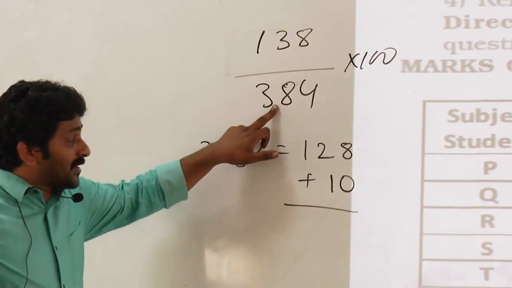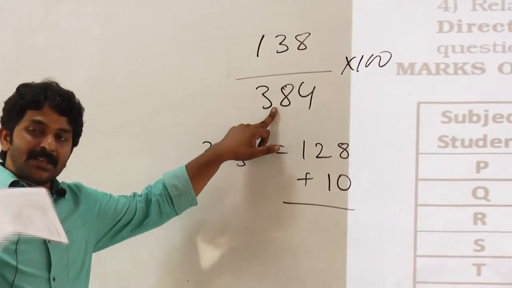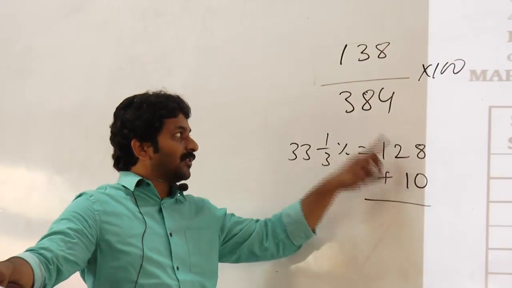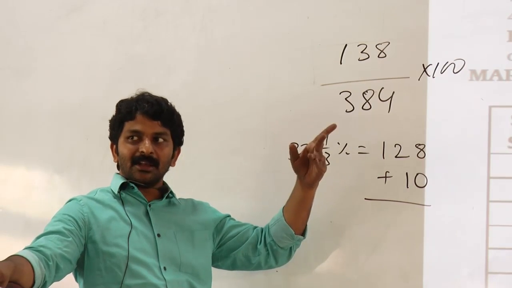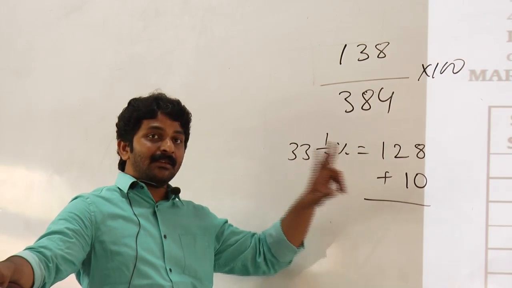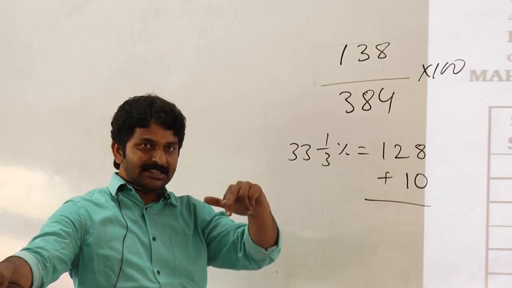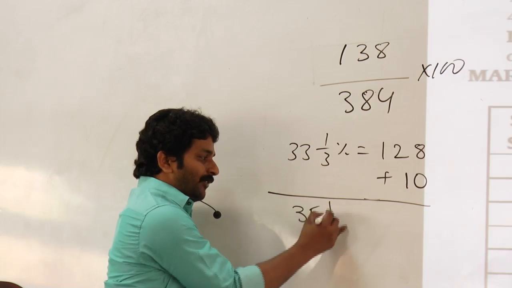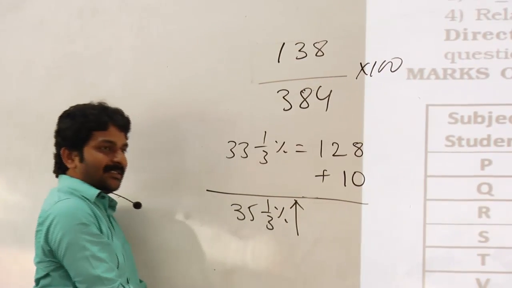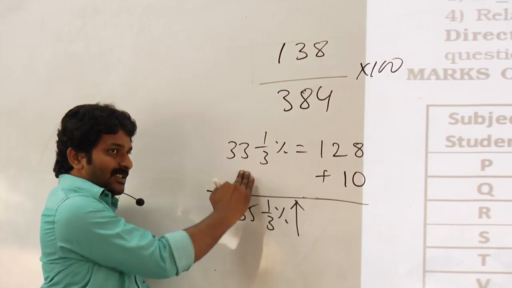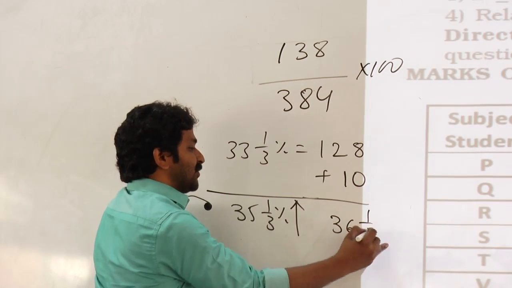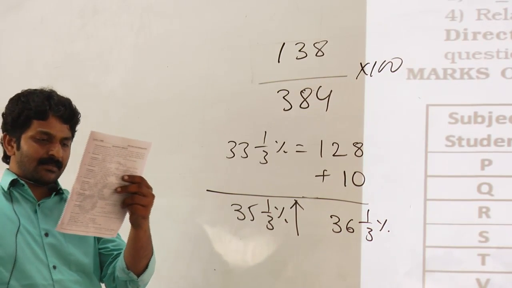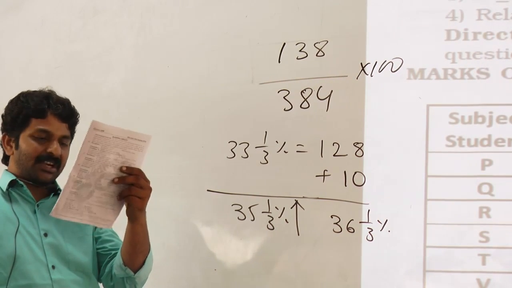Wait, what is 1%? 2%? 7.6. 3%? Near about 12. So 10 will be more than 2, less than 3. If we add 2 to this number, that will be 35 1/3%. Answer is more than this. When you add 3 to this number, that will be 36 1/3%. How many are there? More than 35 and less than 36. Only third option is the right answer.